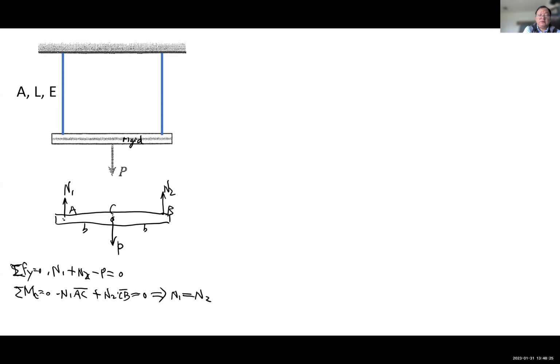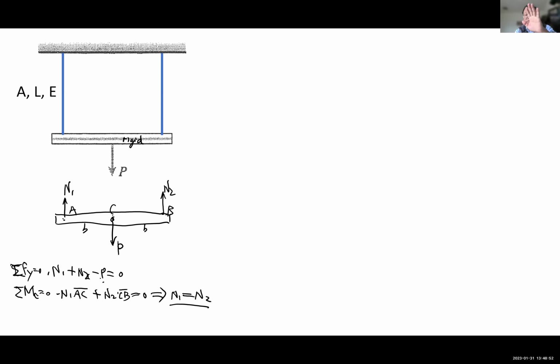If they're not equal, one is AC, one is CB, they're different, then there's a certain ratio. So they're proportional, depending on distance, right? But at least this gives me a second relation between them, and then combined with the first equation, I can solve it. I can find N1 and N2 from the two equations of equilibrium. So therefore, this one is determinate.